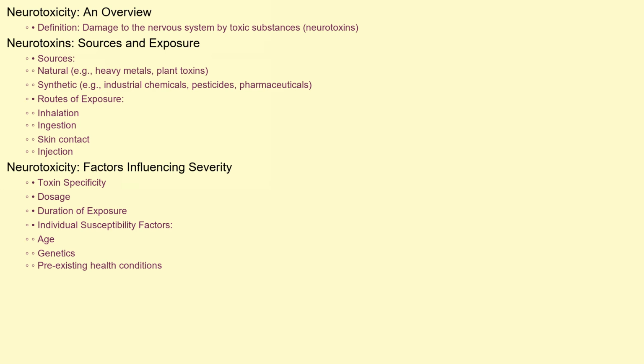Neurotoxicity arises from exposure to various toxic substances, often called neurotoxins. These can be naturally occurring, like certain heavy metals or plant toxins, or synthetic, like industrial chemicals, pesticides, and even some pharmaceuticals. Exposure can happen through inhalation, ingestion, skin contact, or injection. The severity of neurotoxicity depends on the specific toxin, the dose, the duration of exposure, and individual susceptibility factors, such as age, genetics, and pre-existing health conditions.